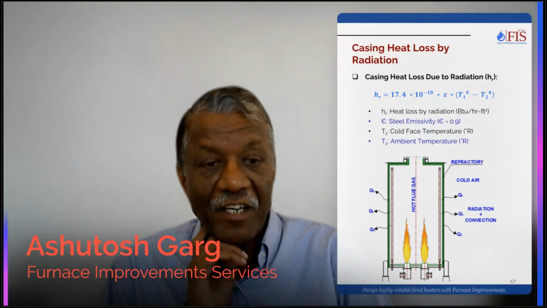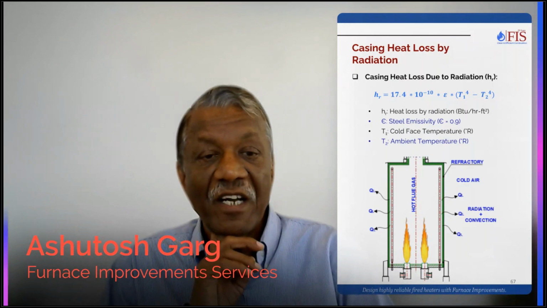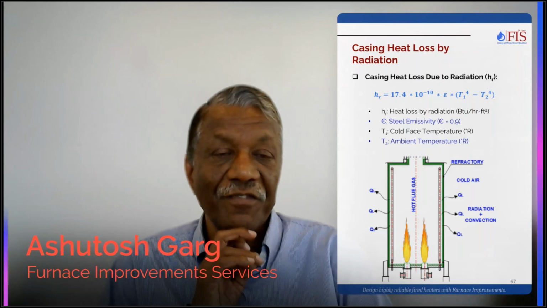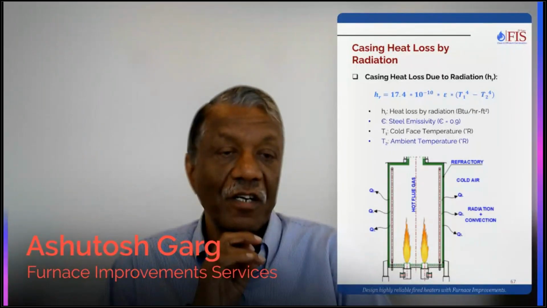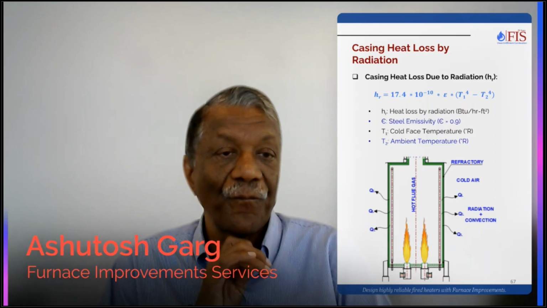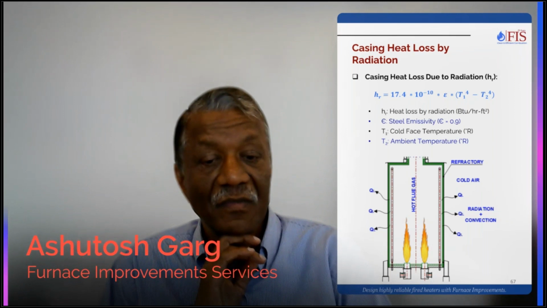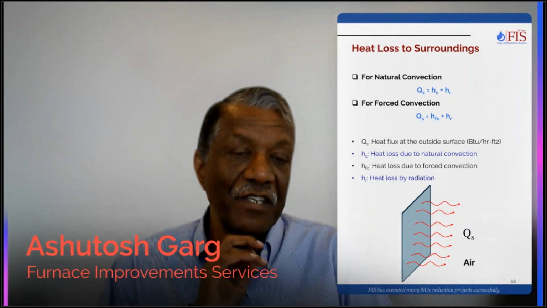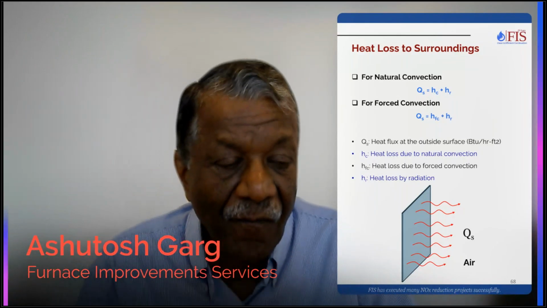On the outside, it becomes a little tricky because there is convection taking place and then there is radiant heat loss taking place. So radiation is again by the Stefan-Boltzmann equation, HR, and this is the cold face temperature and this is the ambient temperature, again in degrees Rankine. And then we do the natural convection or forced convection. Most of the time we are doing natural convection because that's how API has stated that we do this.